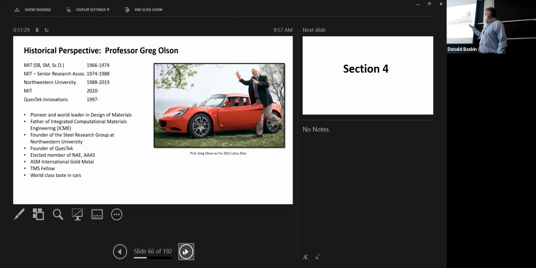Greg Olson is a member of the National Academy of Engineering. He's an ASM gold medal winner. He went to school here in the 60s. I know him personally. He's crazy smart. He's hard to talk to because he's so smart. I mean that in a complimentary way. He has great taste in cars as well. This is his Lotus Elise that he bought, I think, when he sold Questech. He also has a couple other sports cars. I think he used to race, but anyway. He's got a Lotus Elan too. Real interesting person. If you get a chance to meet him, he's not going to be here till the spring, I think, but I highly recommend you go say hi.